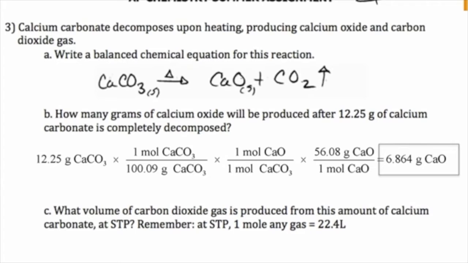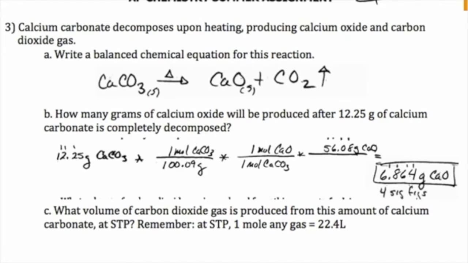If you set up your problem correctly, you should have come up with an answer of 6.864 grams of calcium oxide. Don't forget to use rounding rules to round your answer to the proper number of sig figs. 12.25 has 4 sig figs, and so does 56.08. Your answer should be rounded to the least number of sig figs, which is 4.